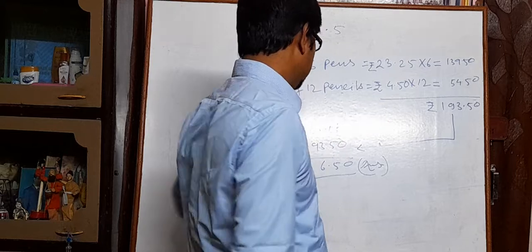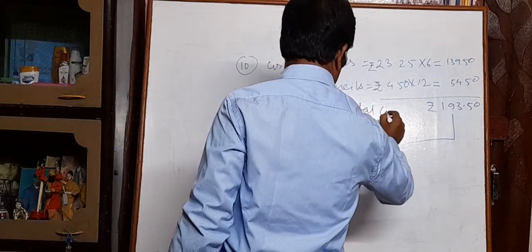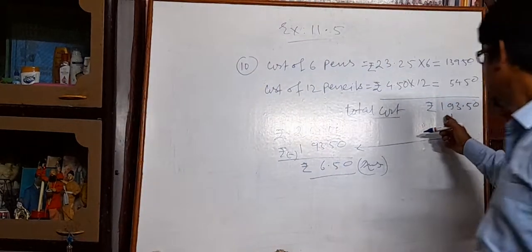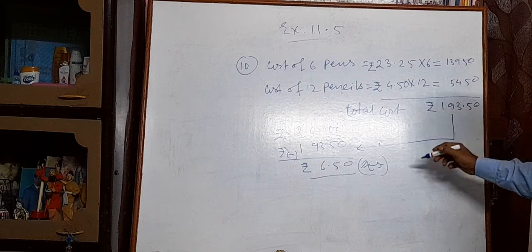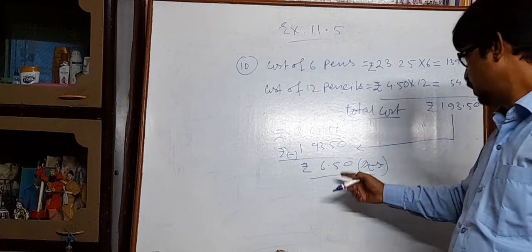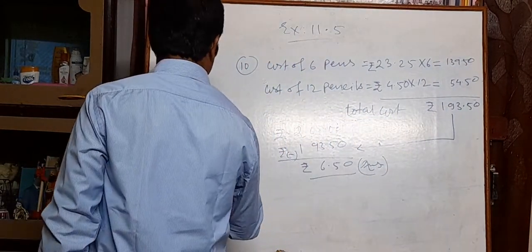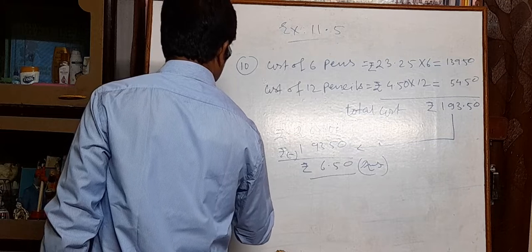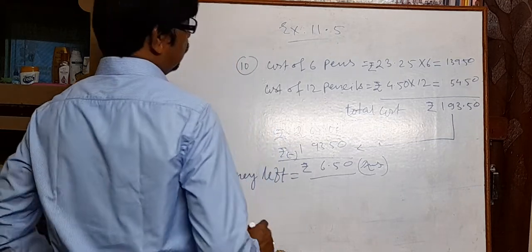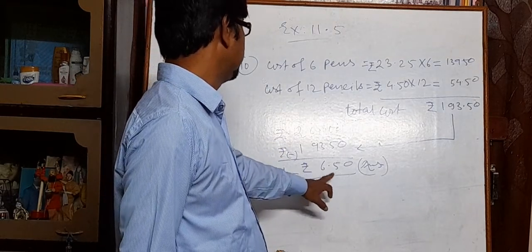Add this together, total cost. Total cost of pens and pencils will be rupees 193.50, and subtract this from 200 and this one will be the answer after subtraction. You can write money left with him is equal to 6.50, that is 6 rupees 50 paisa.